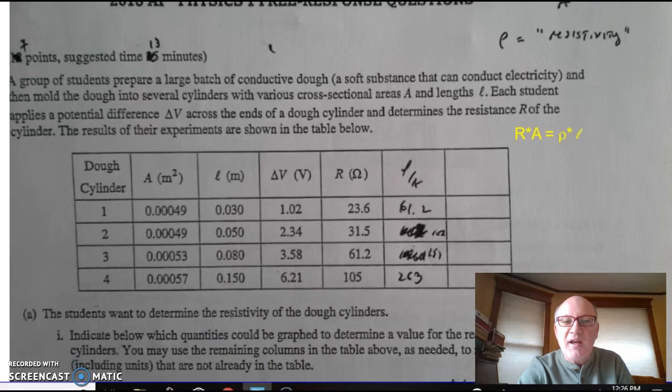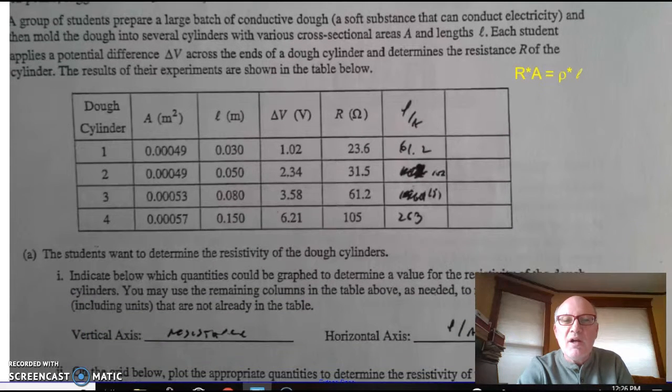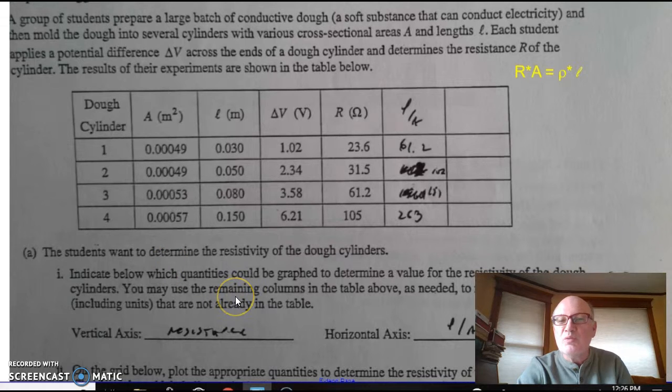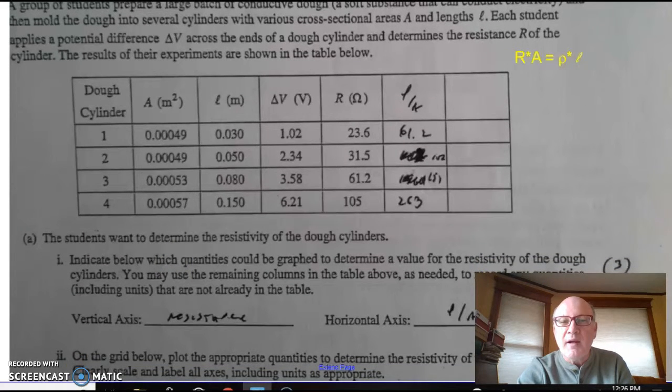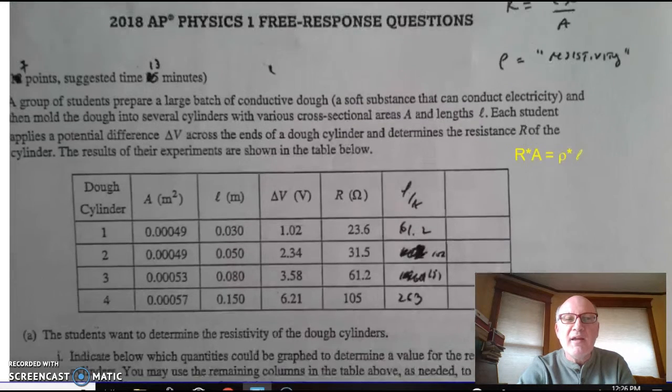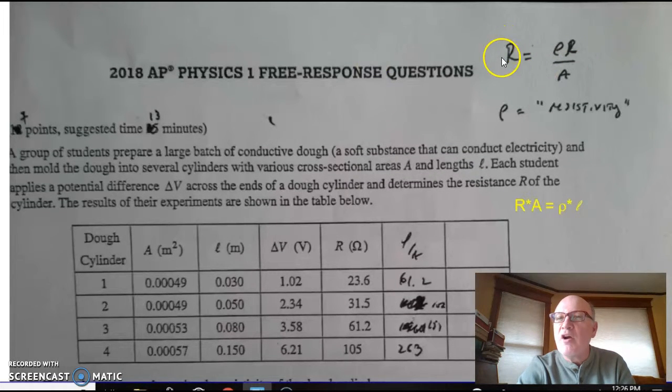The first question says, which quantities would you want to graph in order to solve for the resistivity of the dough, in order to solve for rho? And I decided that I would go back and look at the equation here. And I have R, which is where we might find Y, and then rho is my slope, and L over A would be my X. So if it was linear, I would expect to see R equals L over A times rho.